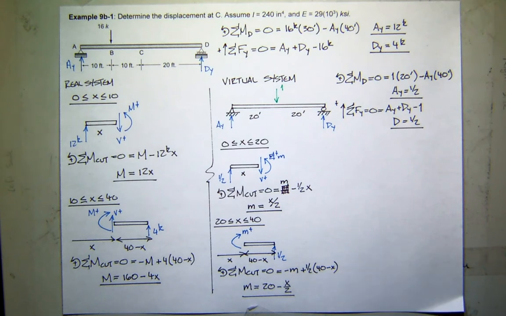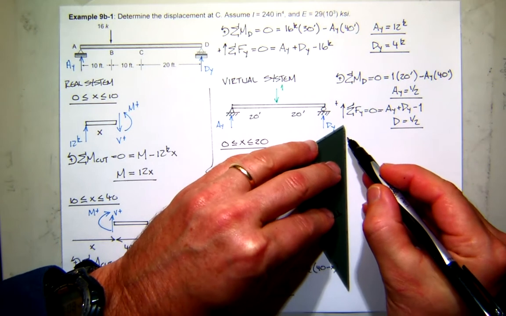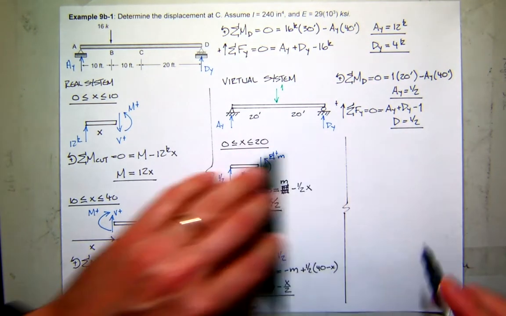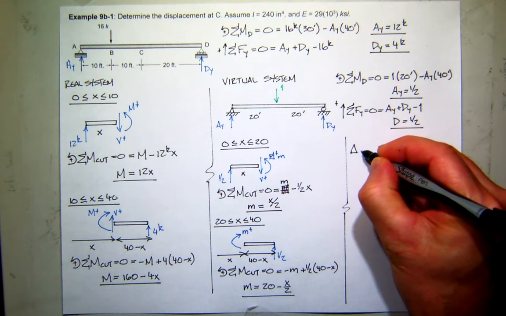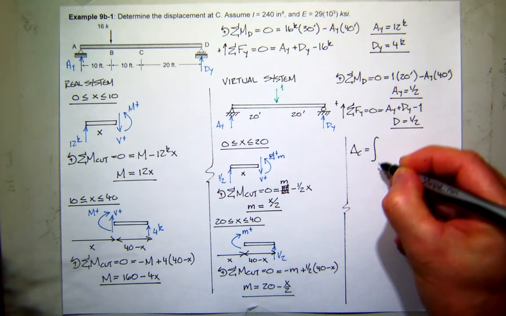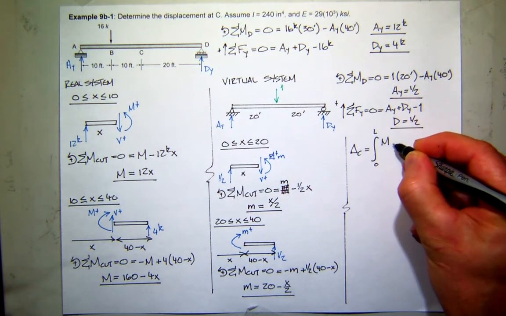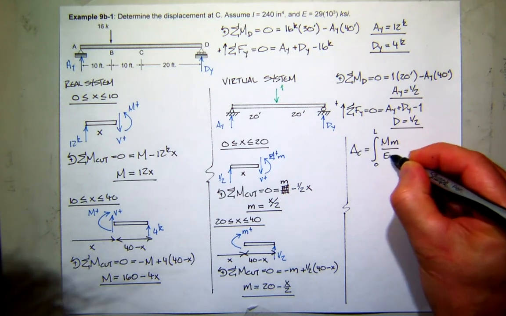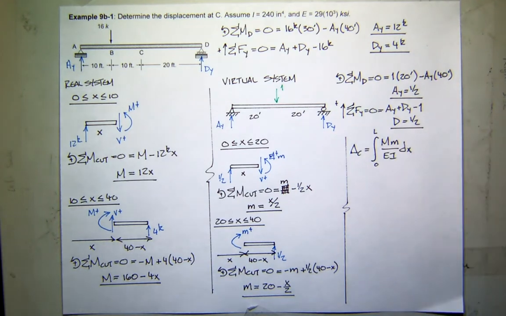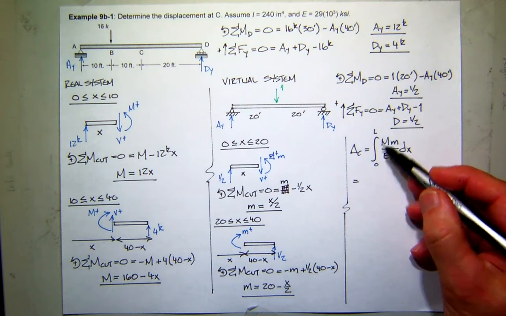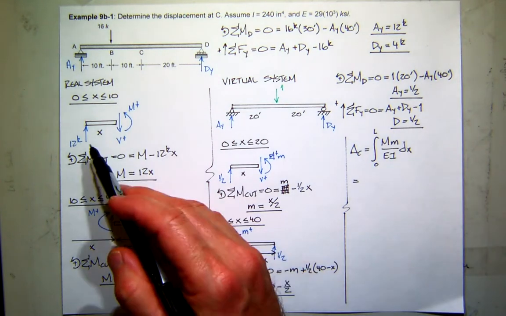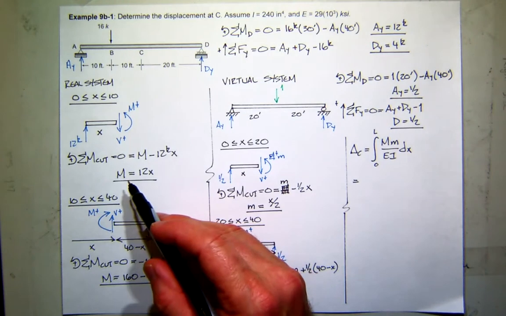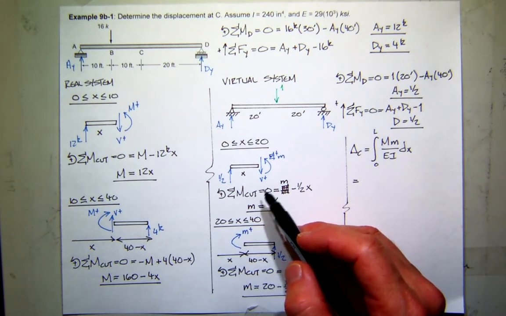So really, at this point, all the hard work is done. So now to form the virtual work expression, I'll try to squeeze that in here. According to that, the displacement at C, by definition, is the integral over the length of the real moment times the virtual moment divided by EI times dx. Now here's the tricky part. None of my equations go the entire length. I have a real moment that goes from 0 to 10, so I have to match that with the virtual moment that goes from 0 to 10. And that's this equation here.